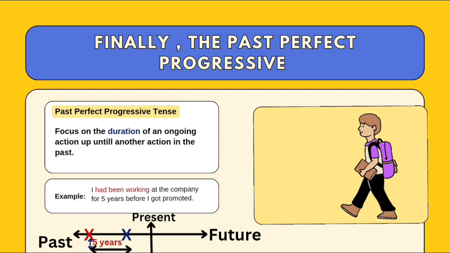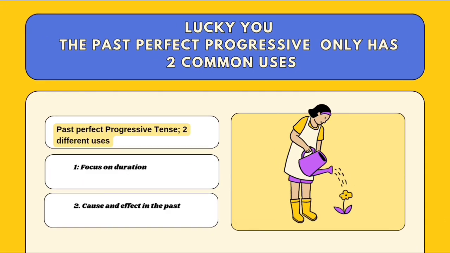Past action, that is a long action. I had been working, and like I said, the duration is the focus. I had been working at the company for 5 years, and then what happened? Boom, I got promoted. So the duration of an ongoing action up until another action in the past, the second action is the getting promoted. Lucky you, the past perfect progressive only has 2 common uses, so you're very lucky. Focus on duration and cause and effect in the past.